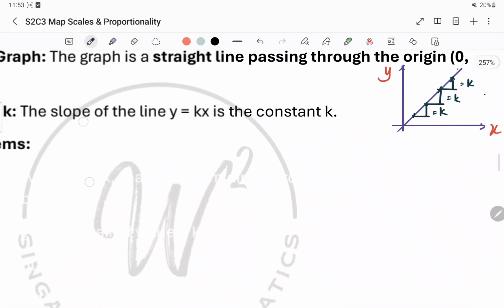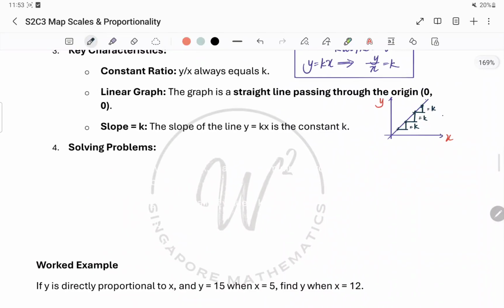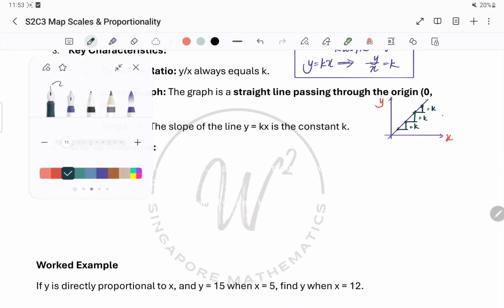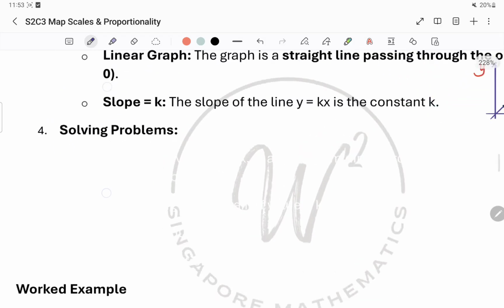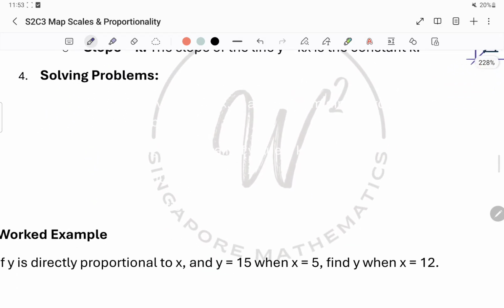No change. Okay, it's consistent. Okay, so now we'll be solving the problems. How do we usually solve the problems? Usually the question will give you one variable, give you a value of y, a value of x, and then they want you to find a certain value after they give you another value of x, something like that. So how do we solve such problems?